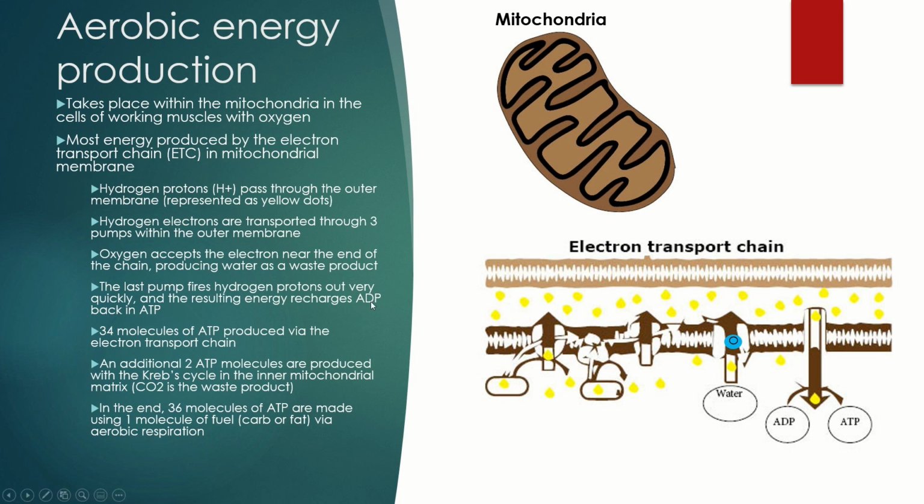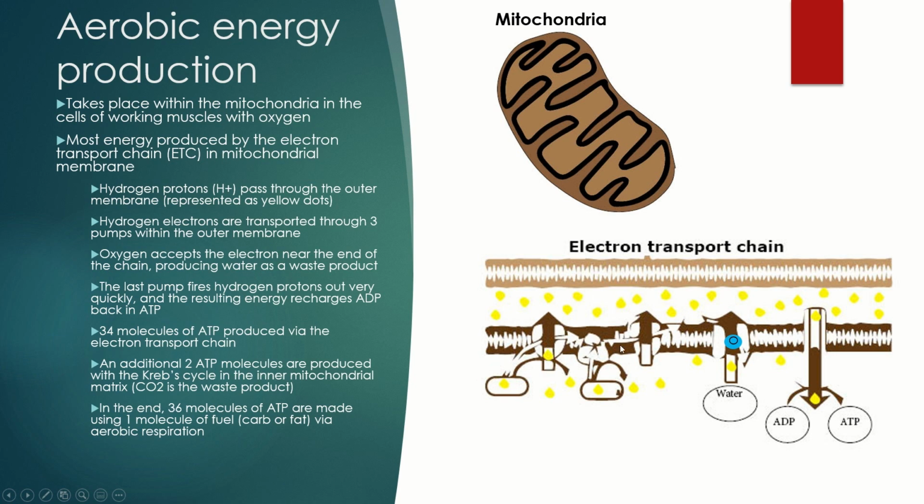ADP means there's only two phosphates, and the energy that's produced here allows it to recharge the ADP with two phosphates into ATP, which has three phosphates. And your body basically makes energy by splitting off the last phosphate. So what happens is, again, just to summarize it, it takes in the protons, which float through here.